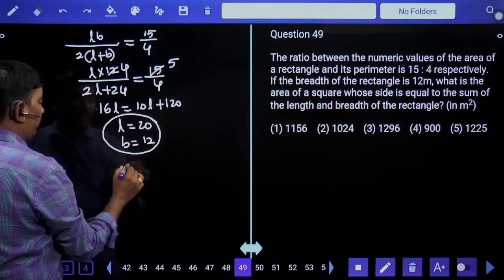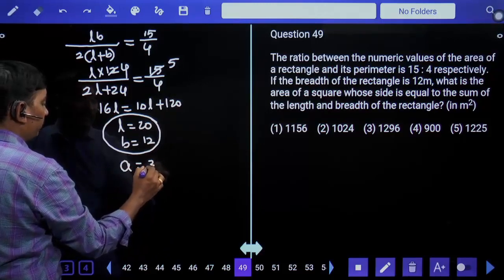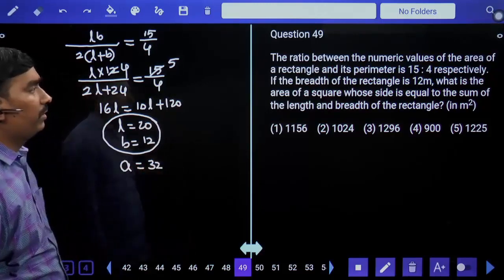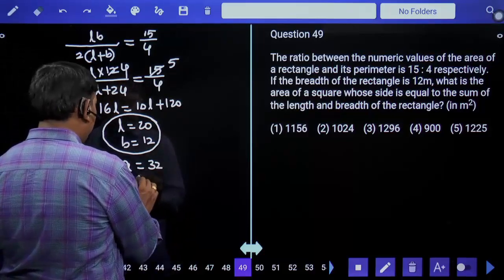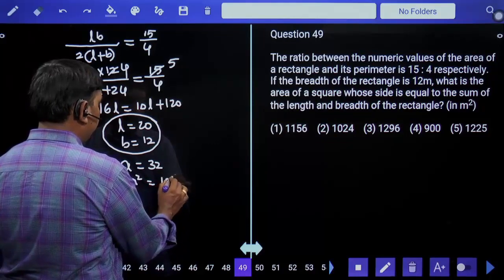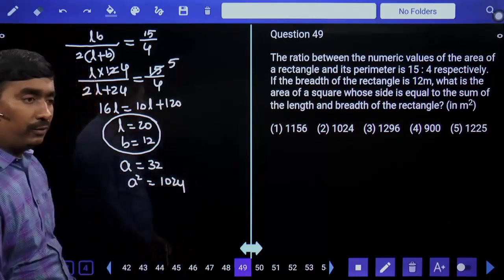Side of the square is equal to the sum of length and breadth, 32. Then what is the area of the square? A square, 32 squared. 1024 is your answer.